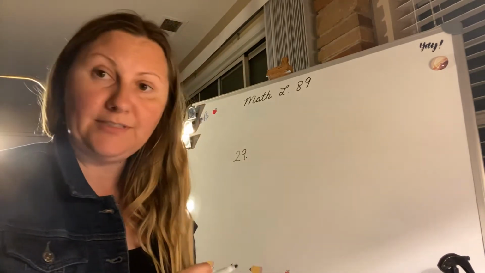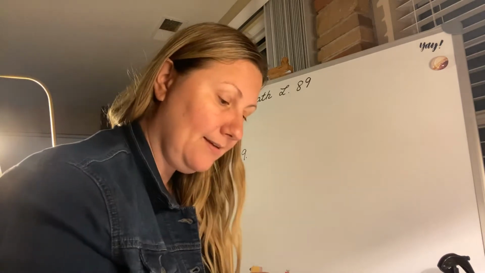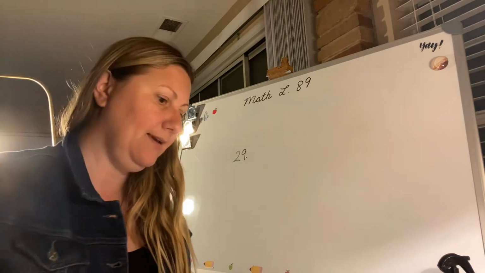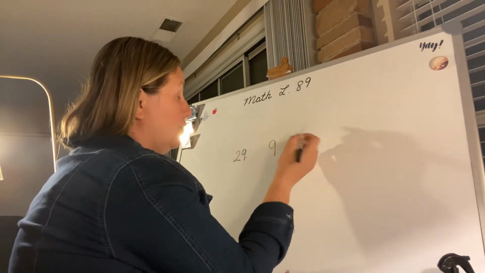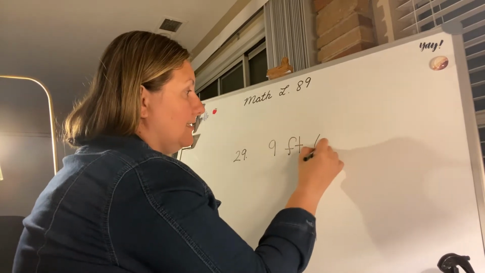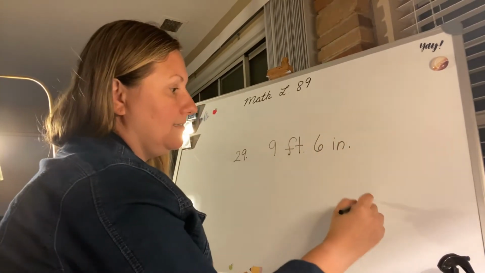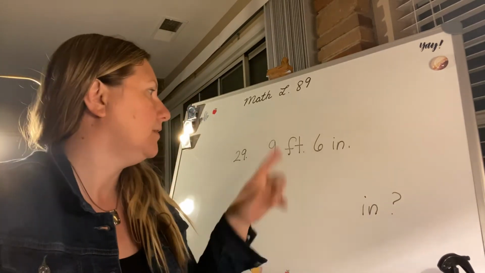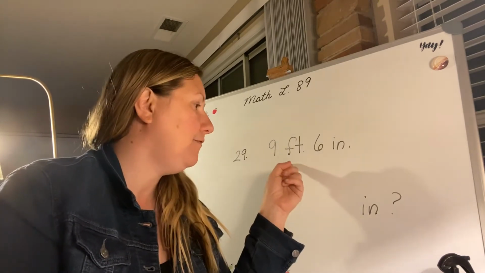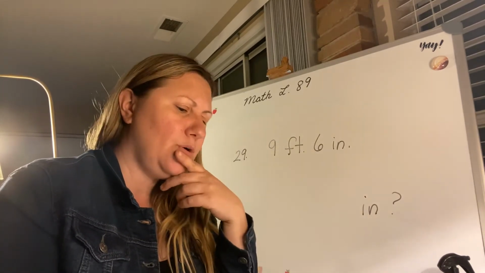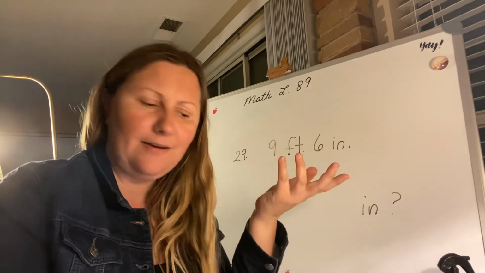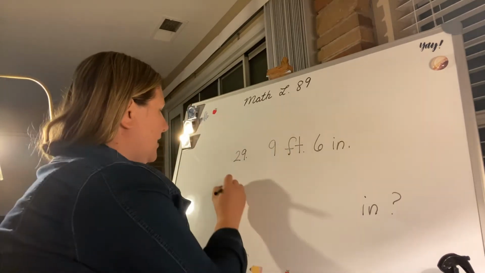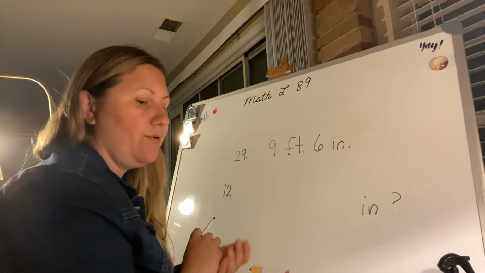Kelly ran and jumped 9 feet 6 inches. Okay, that's a pretty good jump. How many inches did Kelly jump? Okay, so she ran and jumped 9 feet 6 inches. And the question is, well, how many inches is that? Okay, so we have to think about that. We're talking about feet, and in the end we need inches. So we need to think about, well, how many inches are in a foot, right? And let's figure out our problem.